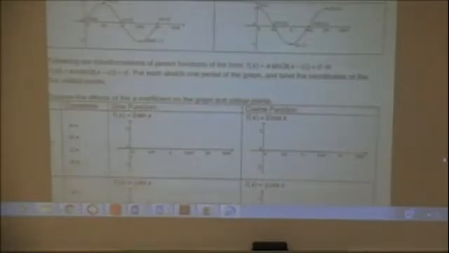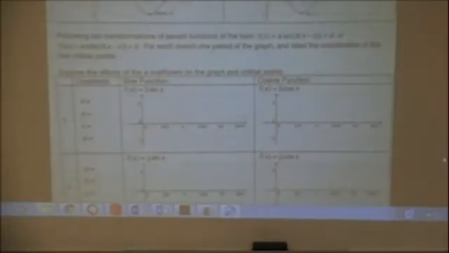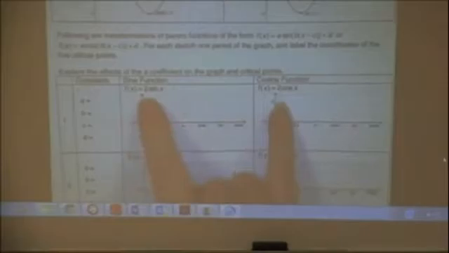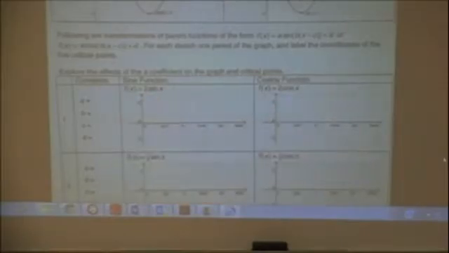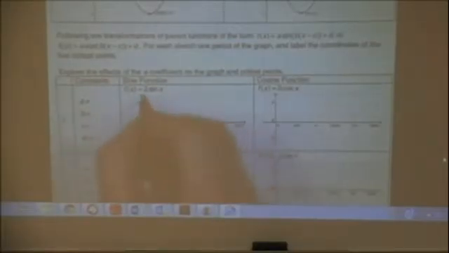So, if I look at my first one, they've got a vertical stretch of 2 on both sine and cosine. So we are going to transform both sine and cosine with a vertical stretch. So it's a vertical change only. So if you look, first we'll fill in this A, B, and C. That's your A value.